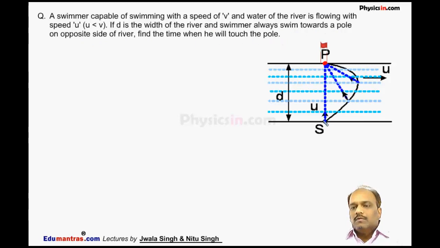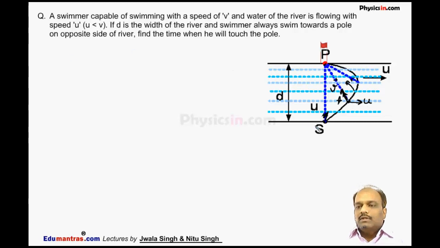Now this swimmer is always swimming while pointing towards the pool. This is the swimmer, he is always swimming towards this pool. Initially the separation between the pool and the swimmer is d. At any instant, let at any time t, the swimmer is swimming in this direction with his speed v and the water is flowing with his speed u. The separation between this pool and the swimmer is s.